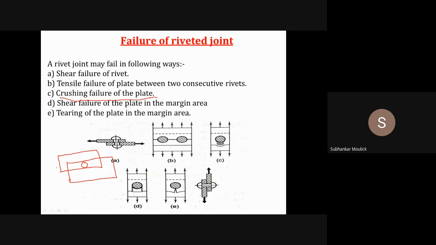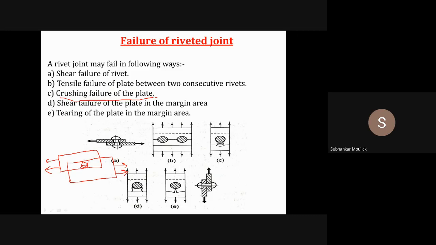That means how can it fail? If you apply a crushing load for this particular plate in this direction and for this particular plate in this direction, what will happen? This hole of the rivet will try to elongate. How will it elongate? This is the diameter of the hole. This diameter will become bigger and bigger and bigger.